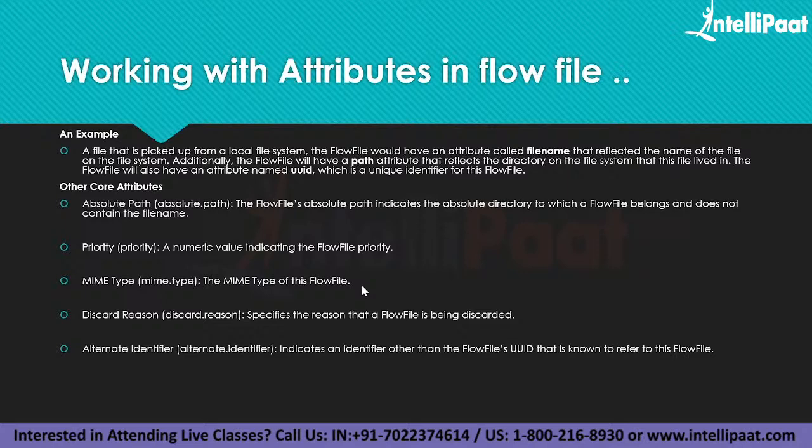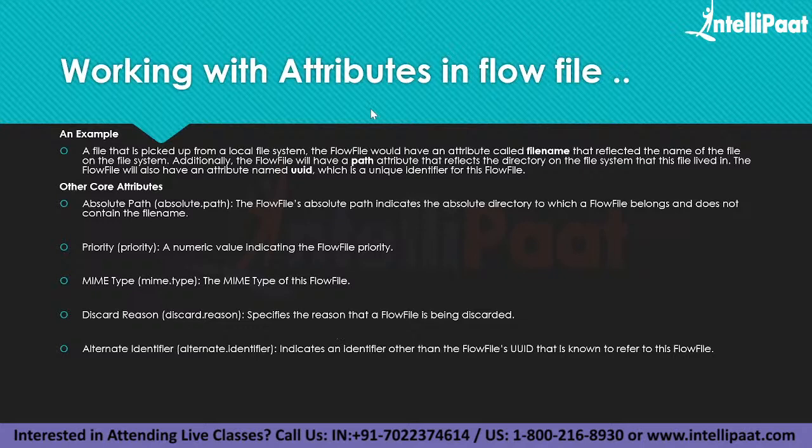These are the core attributes which every flow file will have. NiFi will give you these attributes. So like priority, the numeric value indicating the flow file priority, MIME type, discard reason, alternate identifier. There are so many, and also what each one of them stands for. Look at this, for example, MIME type, it says what is the MIME type for the file. Discard reason, if any specific reason that flow file is being discarded.